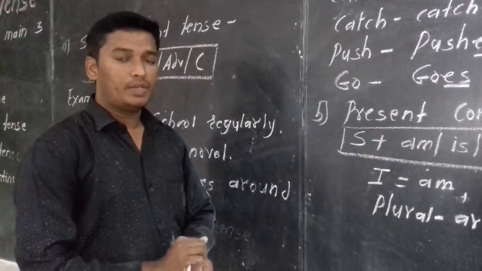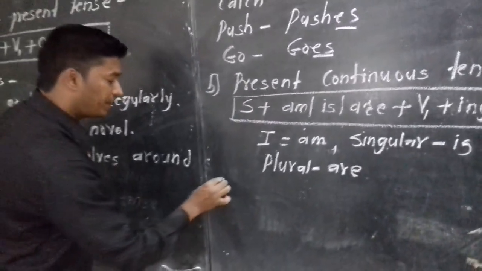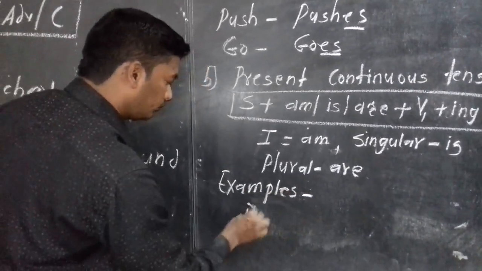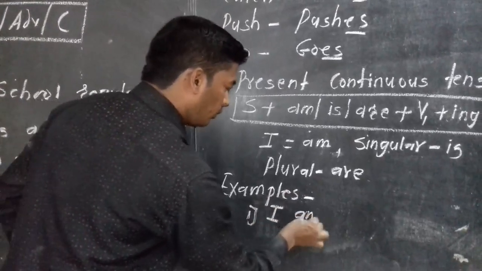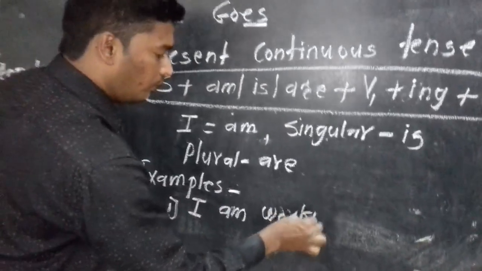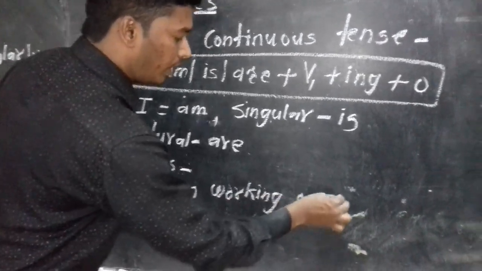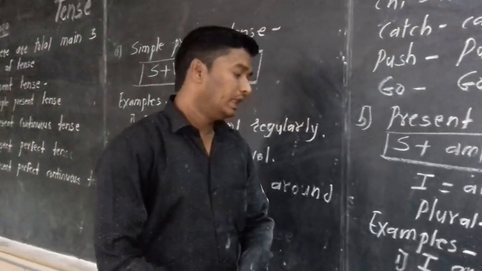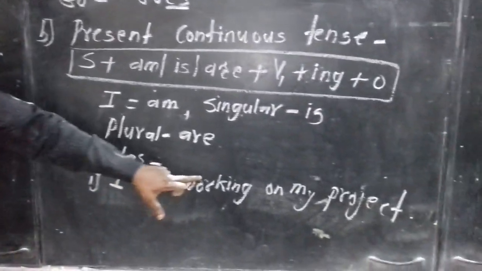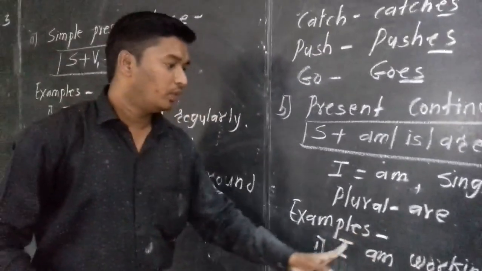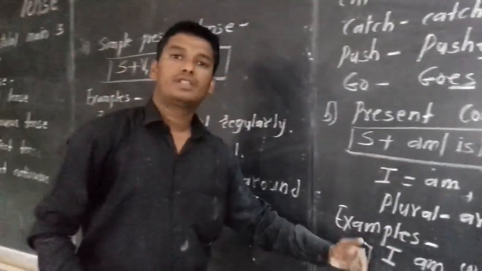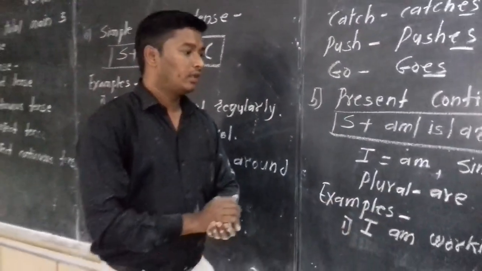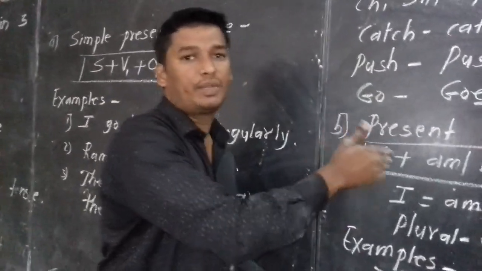Now look at some examples of this present continuous tense. I am working on my project. I am working on my project. It is present continuous because the main verb is with ing. I am working on my project. It is present continuous tense because this example is in the form of this structure. So it is present continuous.